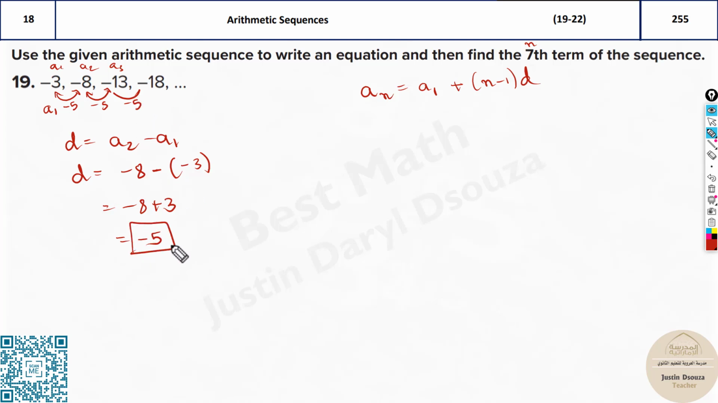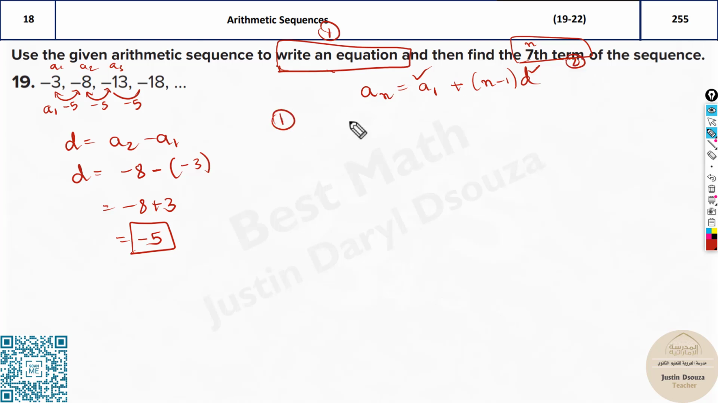You can put this in the calculator and get it. So we know the d value is not 5, it's minus 5. Now we know the first term is minus 3. These are the only things, a1 and d, required to write an equation. See, this is the first part, write an equation, and this is the second part. We will do the first part now.